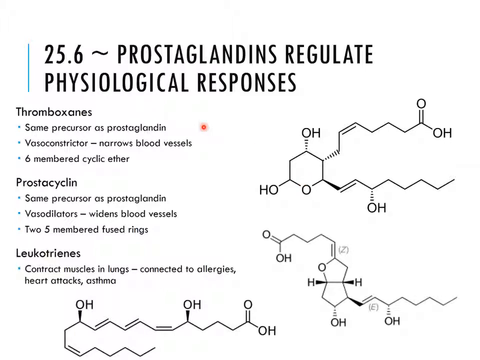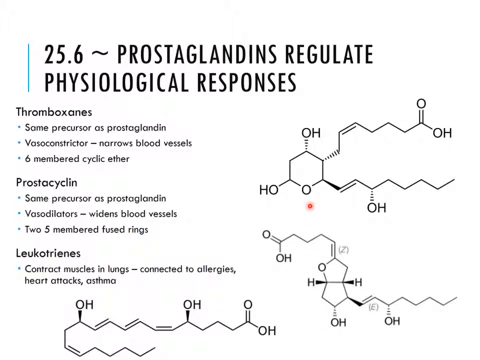All right, so the first category are thromboxans. So this is our thromboxan structure here, and the example is that it contains a cyclic ether. And we see these in our blood cells. They are vasoconstrictors, so meaning that they constrict our blood vessels. And then the next one underneath it is prostacyclin, and these are vasodilators, so they make our blood vessels wider.